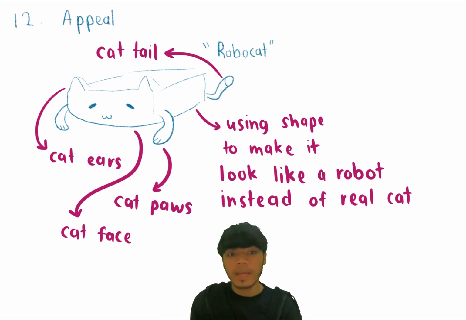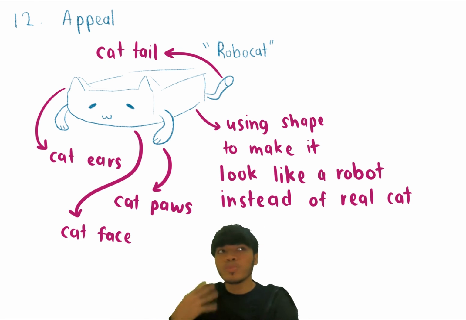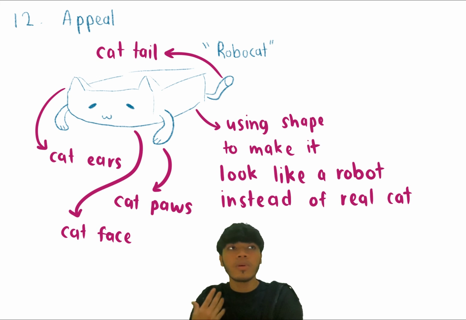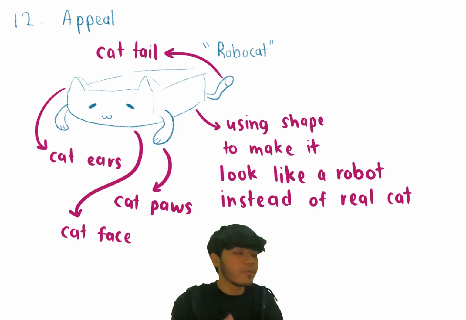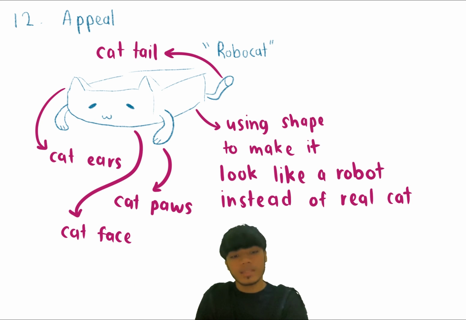For the last principle of animation is appeal. Appeal is to put more character and more interest for the audience. So I made my Robocat with a cat tail, cat ears, cat paws, and a cat face. And also by using shapes to make it look more like a robot instead of a real cat, because I want to make it a robot cat. So it shows how my character looks appealing like a cat, but it is also a robot.